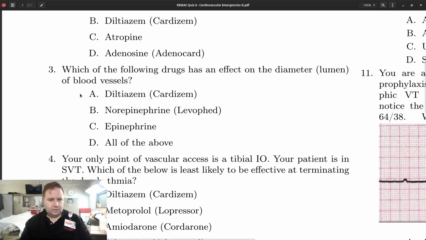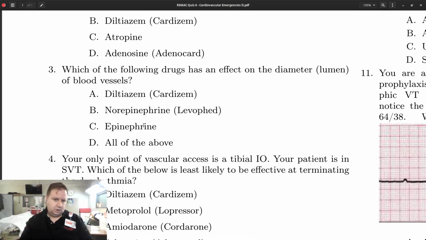So vasoactive means something that has an effect on the diameter or the lumen of blood vessels, right? The internal area of those blood vessels. So let's start with the easy ones. Epi and norepi are both alpha agonists, right? And we have alpha-1 receptors in the vasculature, and so that causes vasoconstriction when they're activated. So norepi and epi both are clearly vasoactive.